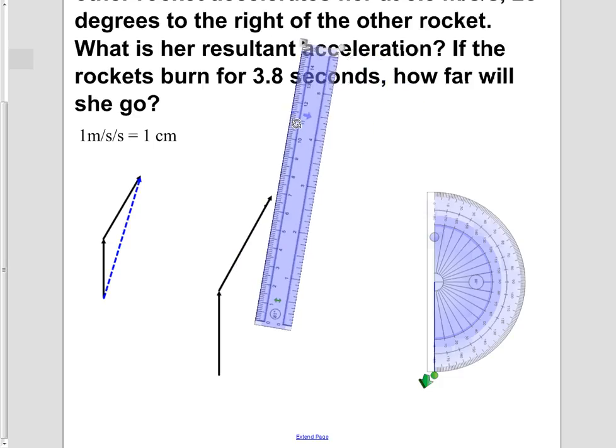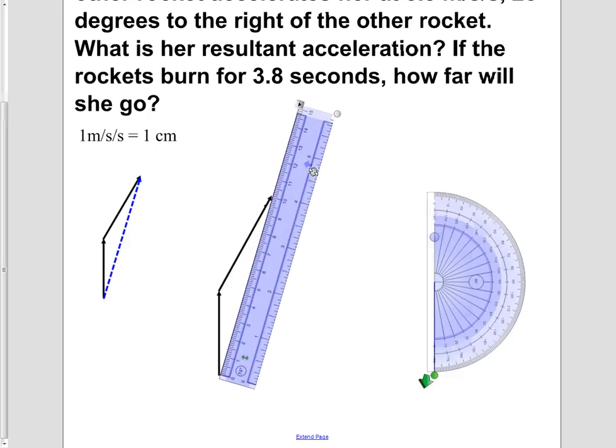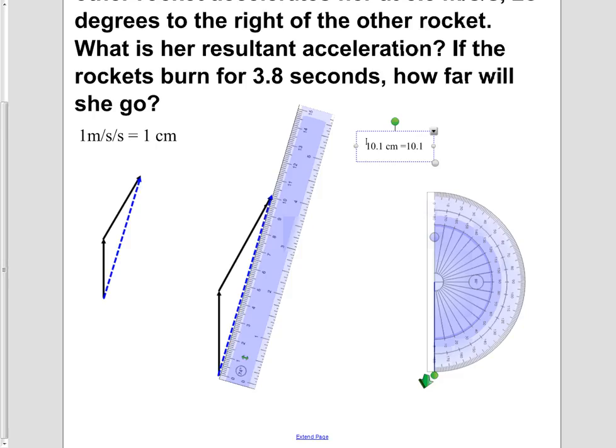turn it so that we can go from the tail of the first vector to the head of the last vector and draw in a resultant. Resultant vector represents the actual acceleration of this stunt woman. Since both rockets are firing simultaneously, she really has both accelerations at the same time. Now you can see that when I measure how long it is from right here to right here, it's a little longer than 10 centimeters. I have 10.1 centimeters. So if it's 10.1 centimeters, according to my scale, that would equal 10.1 meters per second squared. That will be her acceleration because both rockets are firing at the same time.